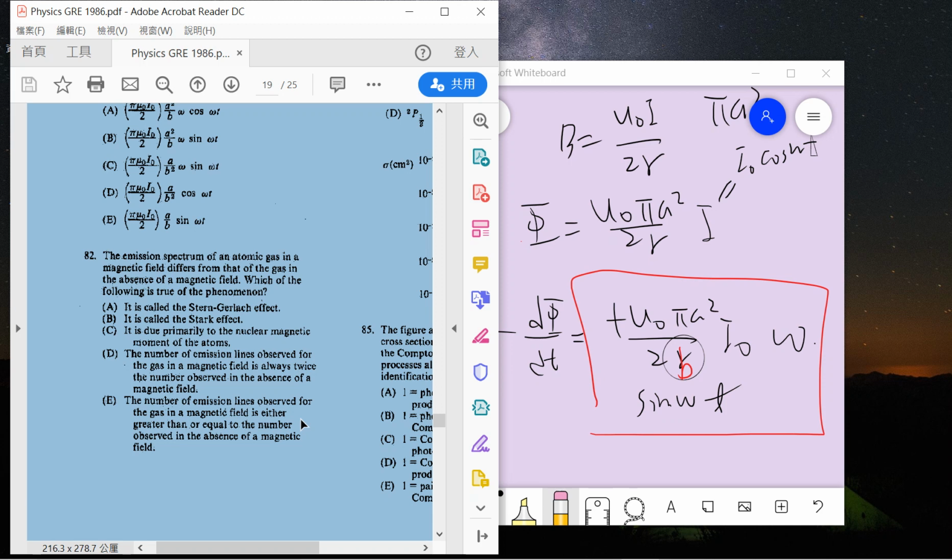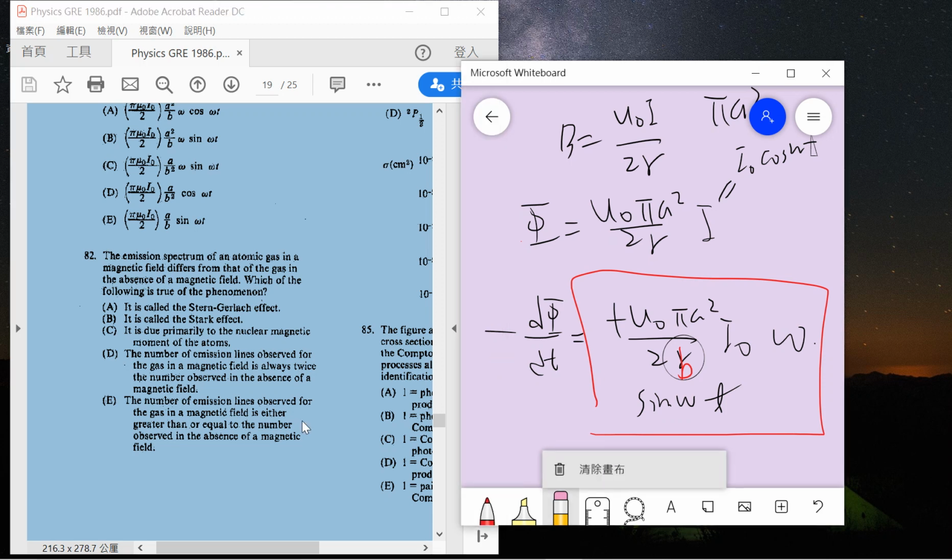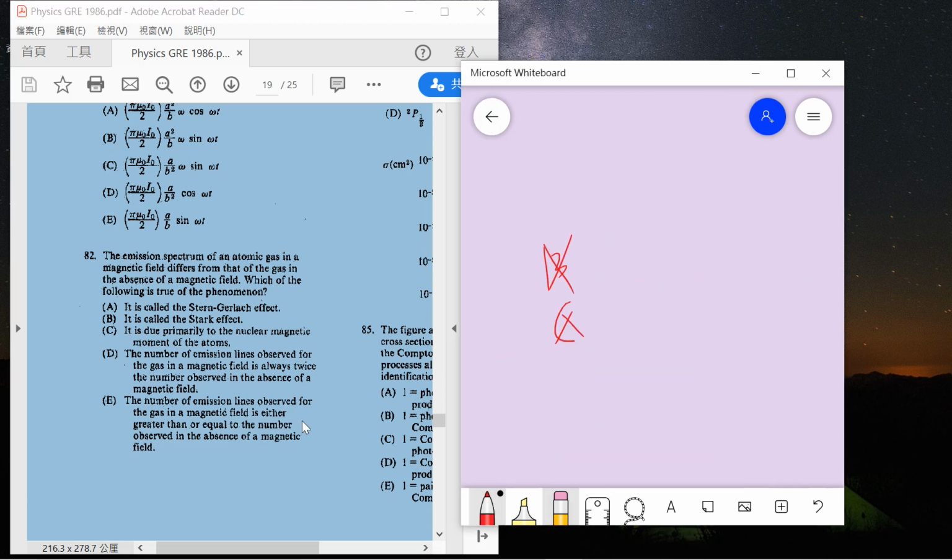Okay, and B is called the Stark effect. The Stark effect is when you place an atom in an electric field, so B is not okay. C is due primarily to the nuclear magnetic moment of atoms, so the splitting is due to the magnetic spin, not a magnetic moment. So B and C are not okay. And A we reserve. It may be the answer, but probably not the best one.